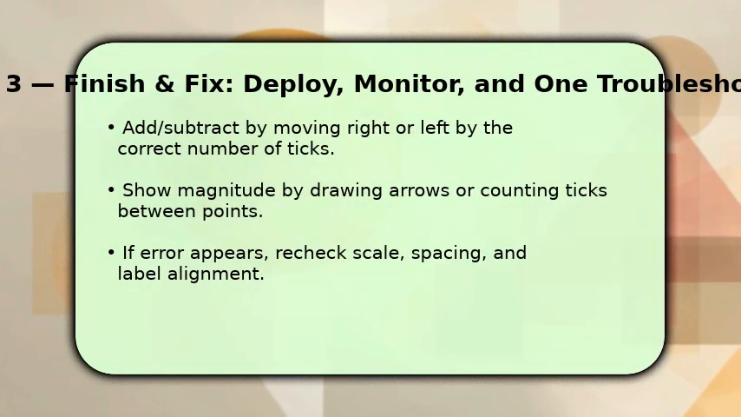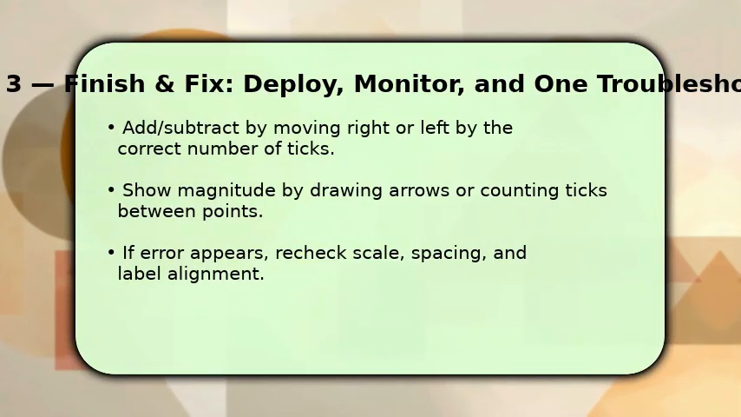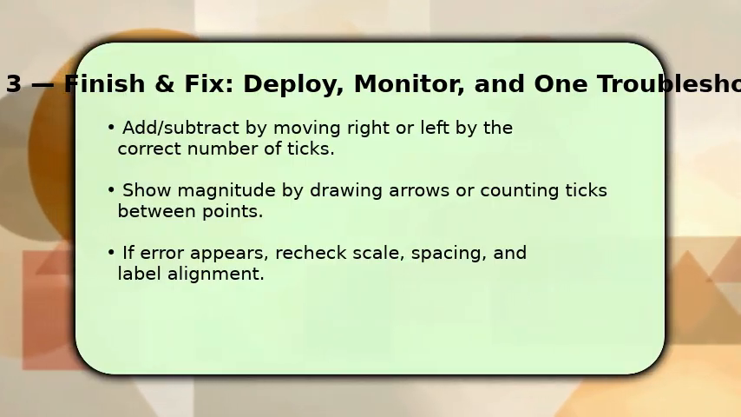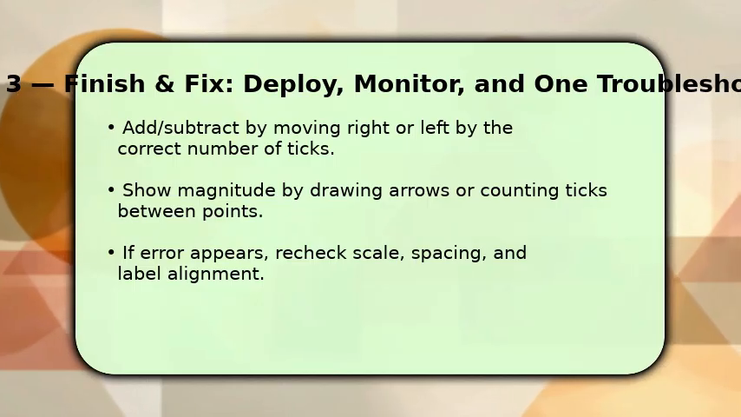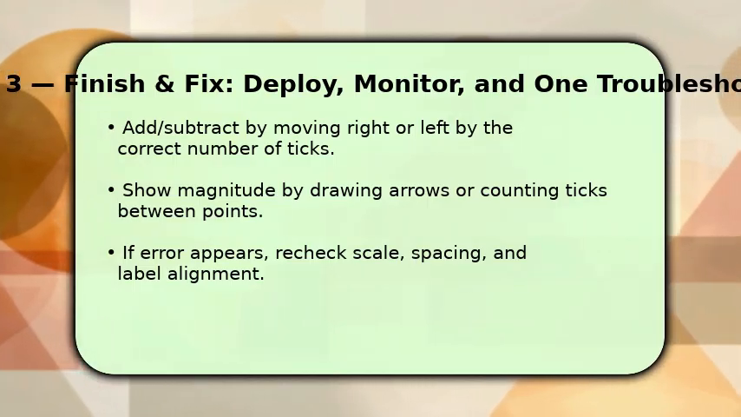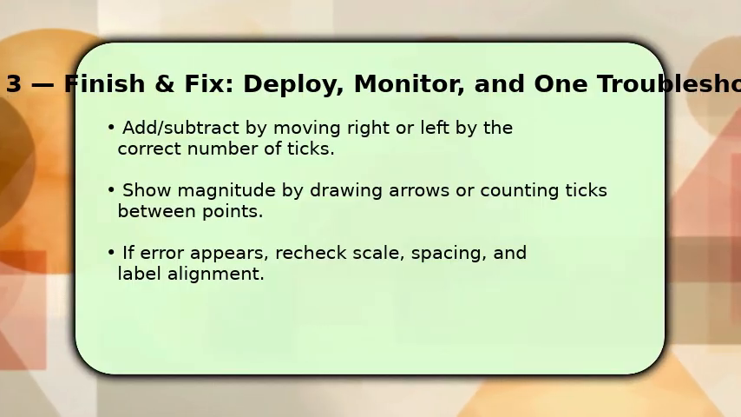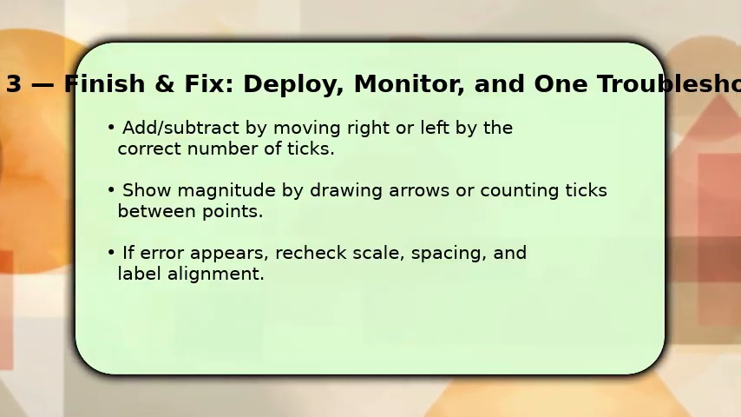You finish by performing operations and verifying results on the number line. For addition, move right the specified number of ticks. For subtraction, move left. This physical shift shows the why behind the arithmetic. To find distance or magnitude, draw an arrow or count ticks between 2 points and label the result.